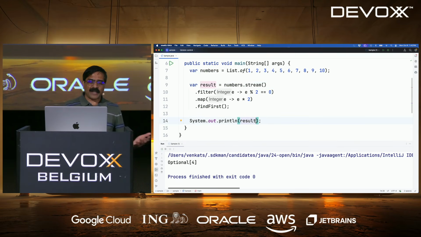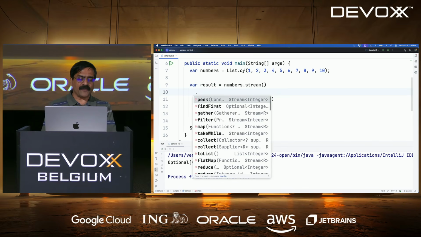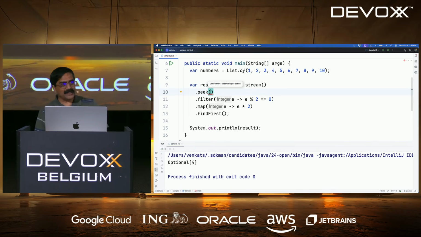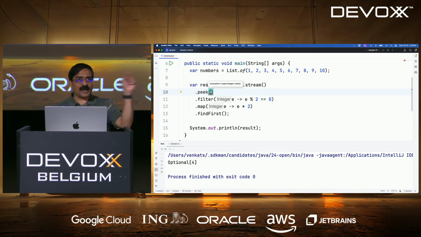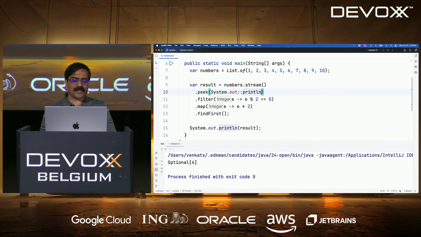In this particular case, it's an optional of 0. Optional, because you may not have any elements at all in the collection, that is, there are no even numbers. So we have the result in the very end. However, one function you could use here is a function called peek. A peek function is useful for debugging purposes. It allows you to take a peek at what is flowing through this pipeline. So in this case, you can say System.out.println, and ask it to print it.